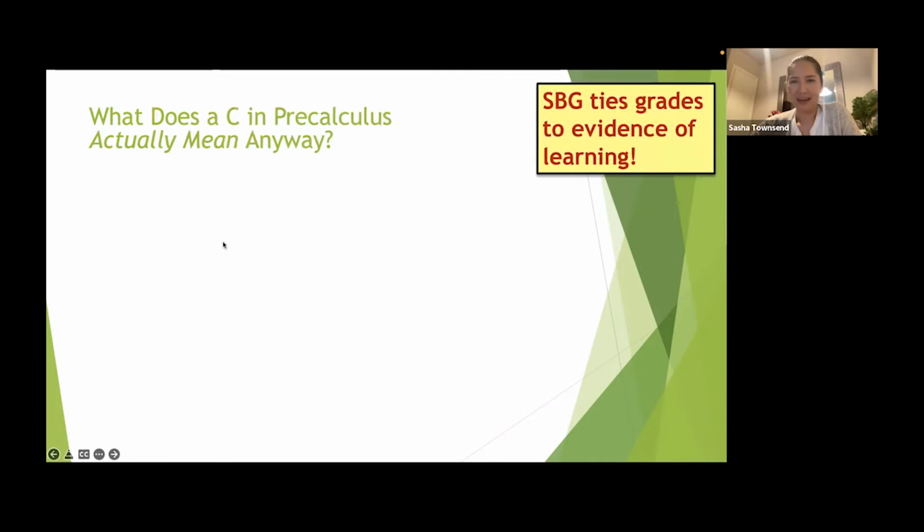Now, why do we do this? Again, it's because of that backwards design. We want them to learn what they're supposed to learn. And I think that standards-based grading allows us to do that a lot better than a traditional grading scale would. And so I call this slide, what does a C in pre-calculus mean anyway? And standards-based grading will tie grades to evidence of learning.